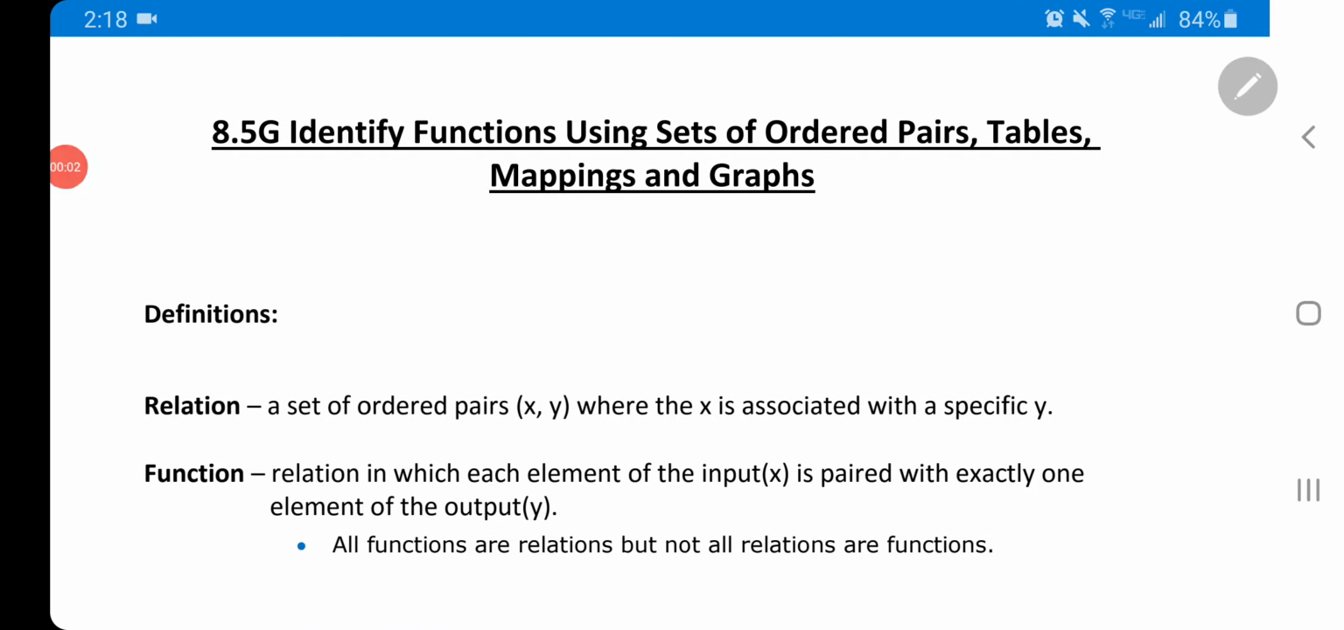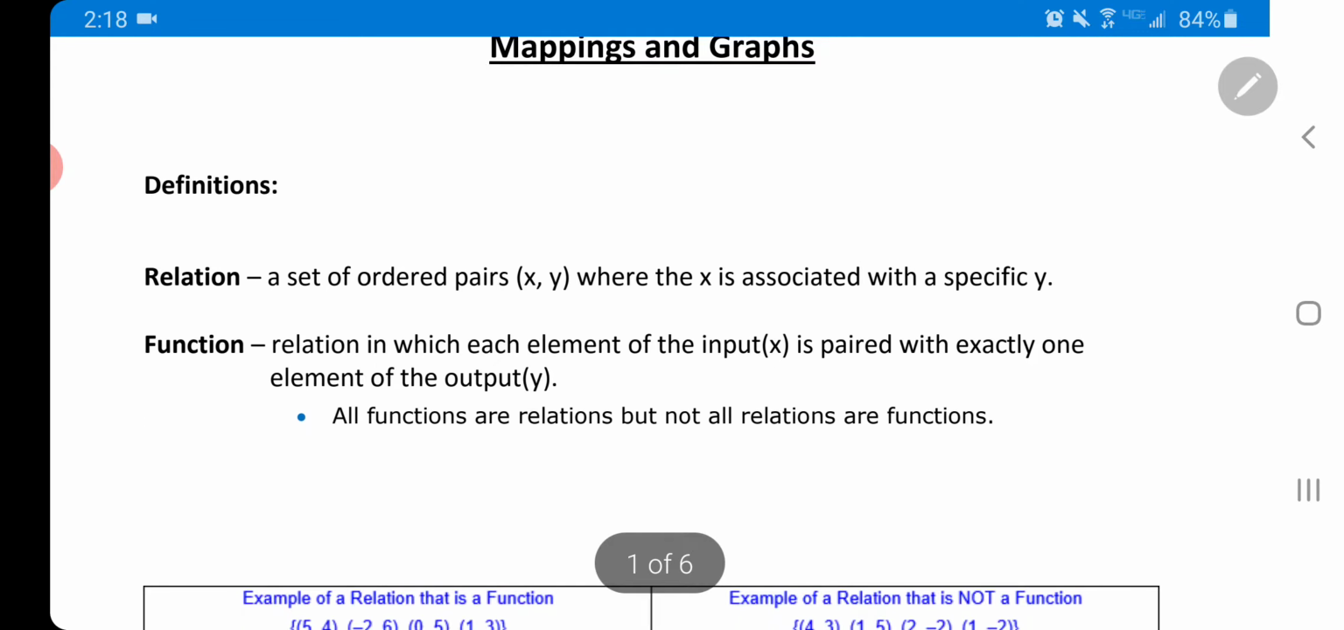Okay guys, in today's lesson we identify functions using sets of ordered pairs, tables, mappings, and graphs. To me this lesson is pretty fairly easy, so hopefully I don't go too quickly, but please follow along. Let's first look at some definitions.